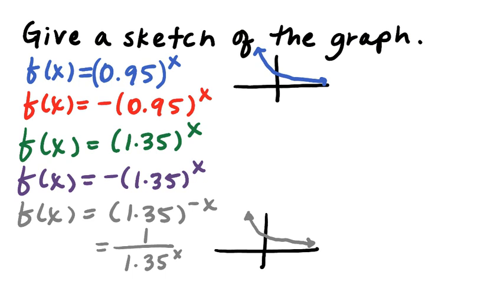The red one is very similar to the blue one, except its y is negative where it had been positive before. So I'm just going to reflect across the x-axis.